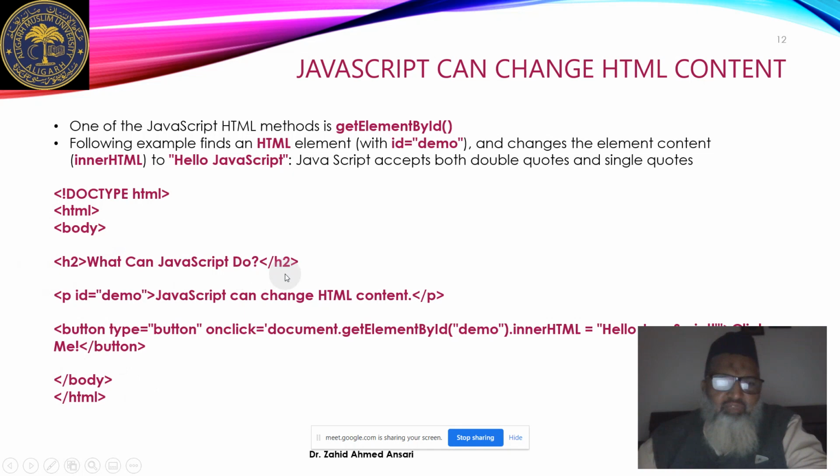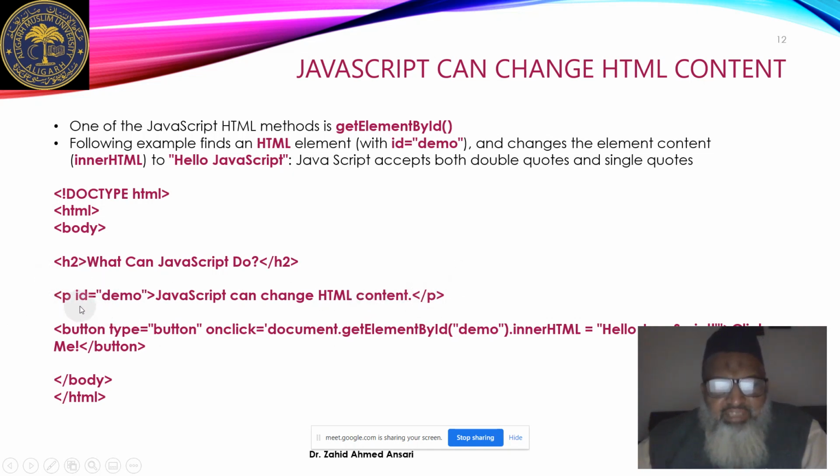Inside this body, we are having a heading of type H2, and we are closing it. In our heading, we are writing: What can JavaScript do? So this is a heading which will print what can JavaScript do. Then we are having a paragraph. You know the tag P is for paragraph. So we have a paragraph tag, and it ends.